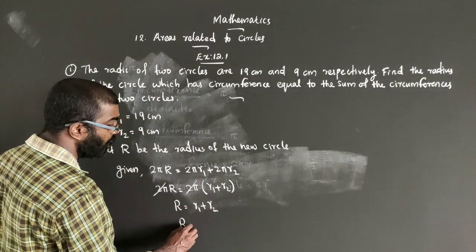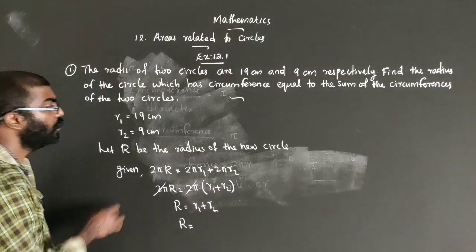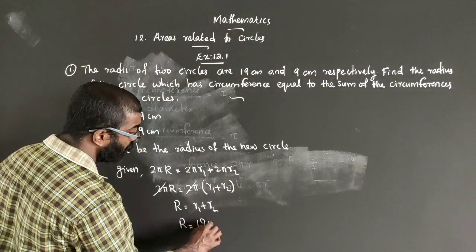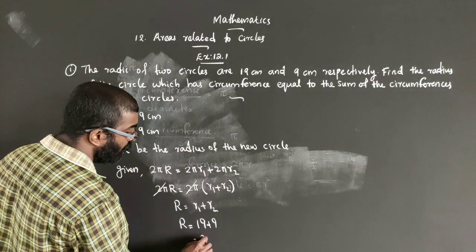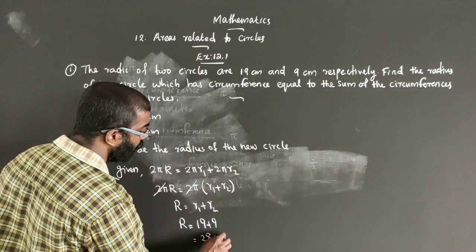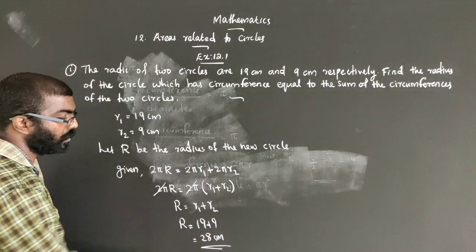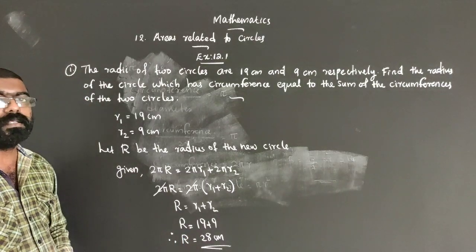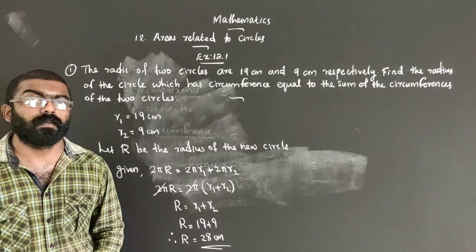Now we can replace the values for r1 and r2. r1 is 19 and r2 is 9. So 19 plus 9, which gives 28 centimeter. Therefore the radius of the new circle is equal to 28 centimeter. Clear?